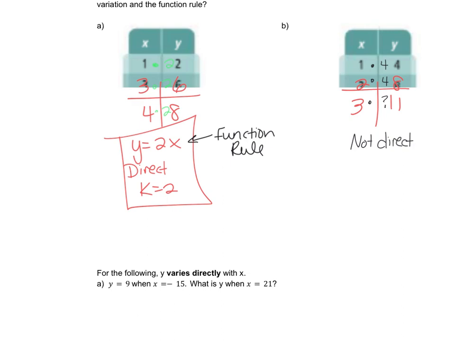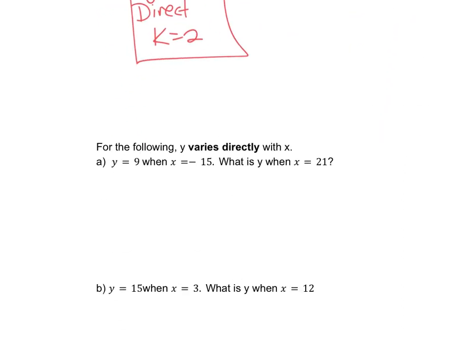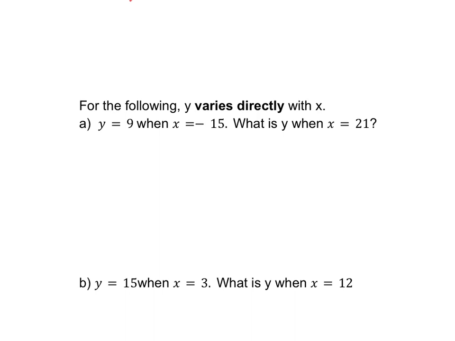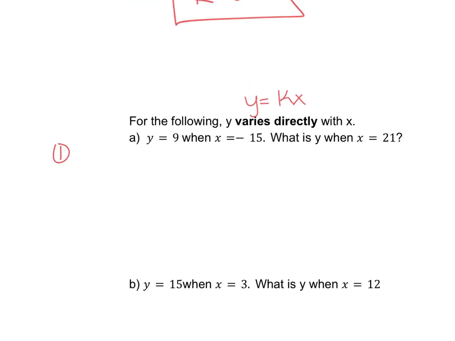Okay. So now we're going to start doing with the equations. They don't give you a table anymore, which is fine. So for the following, y varies directly with x. So y equals kx. It's that direct variation formula again. So the first step whenever you are doing this, solve for k is your first step every single time.